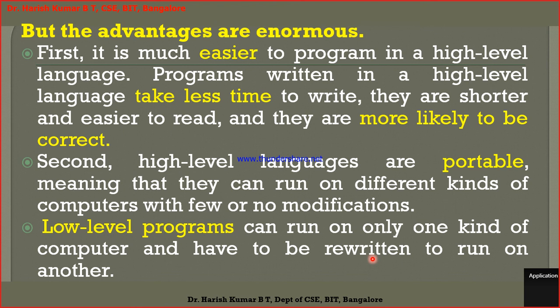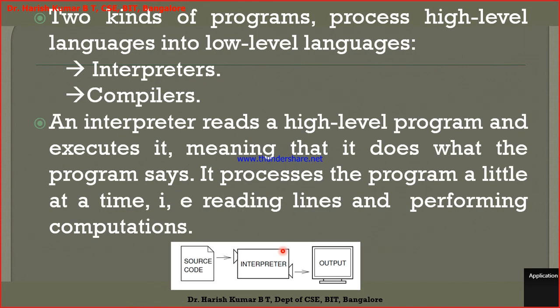Say, for example, if I am programming on some kind of processor, writing assembly code, it runs only on that. If I want to make it run on a different computer, I have to do the entire rework. An entirely new program has to be written. So this is the advantage of high-level language, and the disadvantage of low-level language.